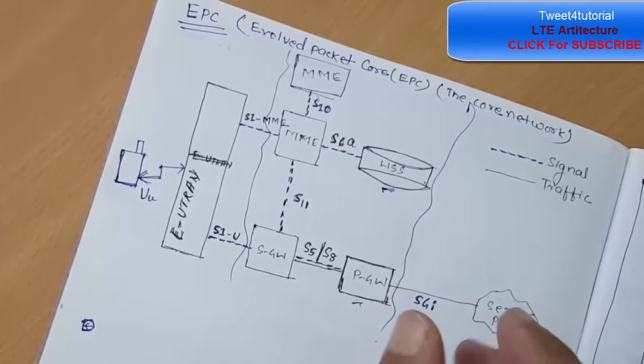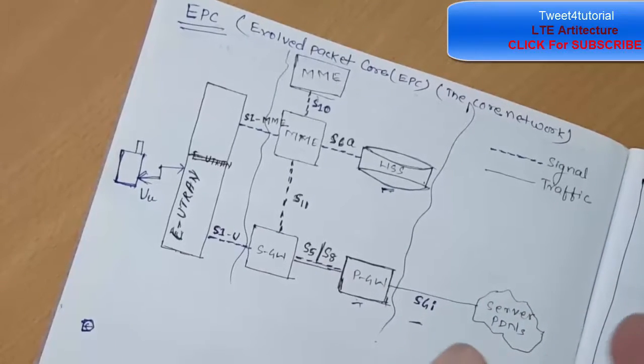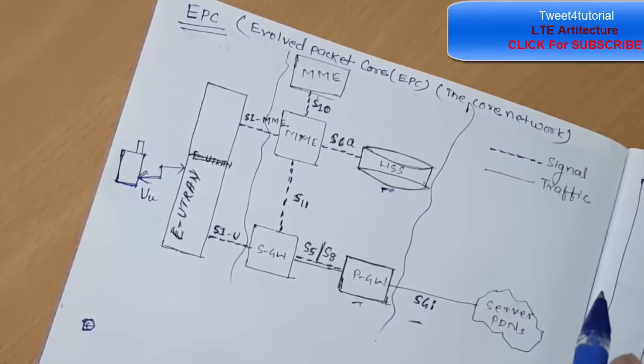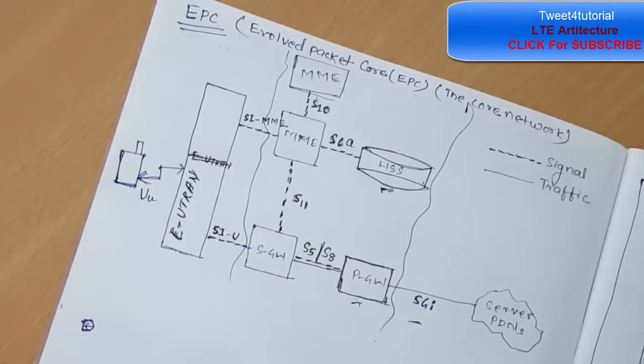This PDN gateway has the same role as the gateway GPRS support node, GGSN, and the serving GPRS support node, SGSN, in UMTS and GSM. The serving gateway, SGW, acts as a router and forwards the data between the base station and the PDN gateway.